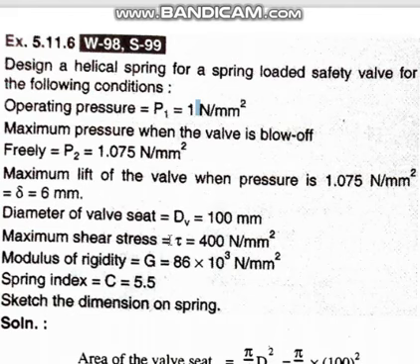You understand this? This is nothing to do with the spring. Okay, maximum shear stress in the spring is 400 Newton per mm square. Modulus of rigidity of the spring material is 86 kilonewton per mm square. Spring index is 5.5. These are all given.